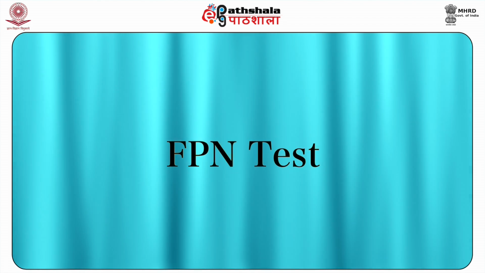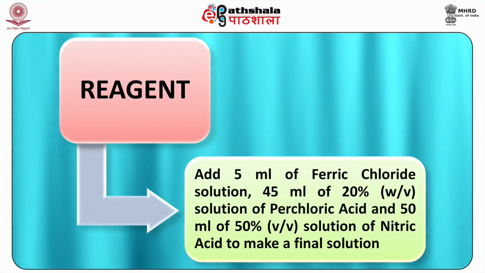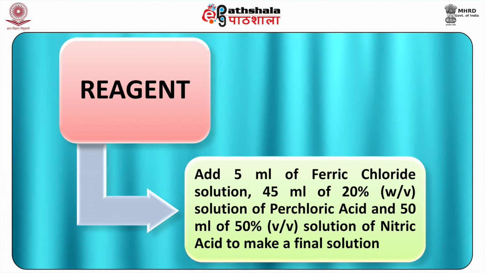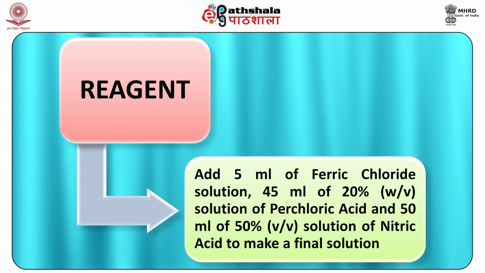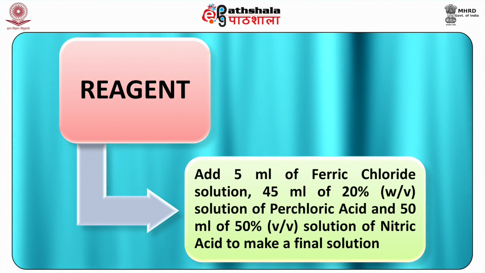Next comes the FPN test. For preparation of reagent, we have 5 ml of ferric chloride solution, 45 ml of 20% weight by volume solution of perchloric acid and 50 ml of 50% volume by volume solution of nitric acid added to make a final solution. Phenothiazines give orange red or violet red or brown red or orange or red orange or pink orange or blue, violet or red brown color.